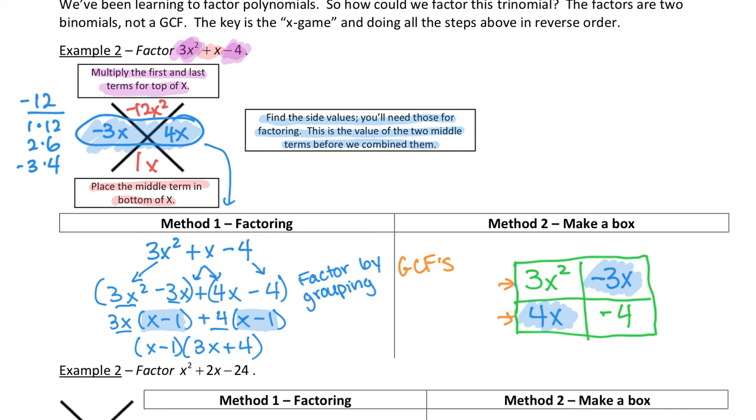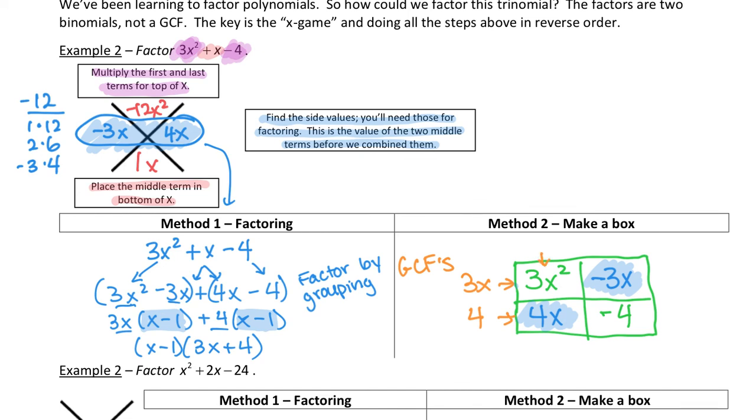My GCF of this row right here, we can see it's a 3. That's my numerical GCF. And then my lowest variable power is x, so that lowest degree is just the x. Then I'm going to factor out on my next row just the 4. Okay, so there's my GCFs.